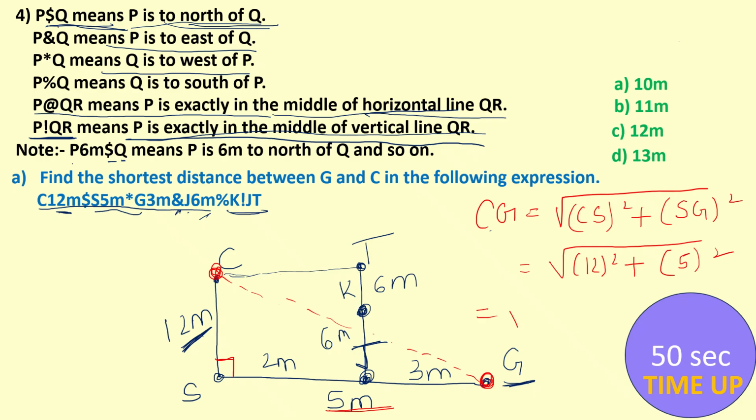Then it is total of 144 plus 25, which comes to root of 169. So square root of 169 is 13 meter. So you have 13 meter? Yes. So D is the correct option, 13 meter. Okay.